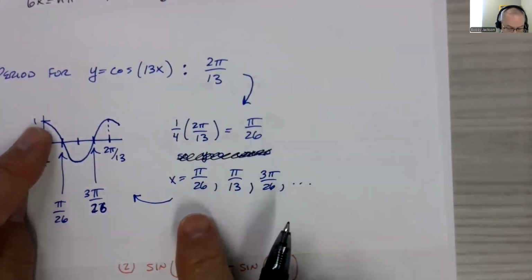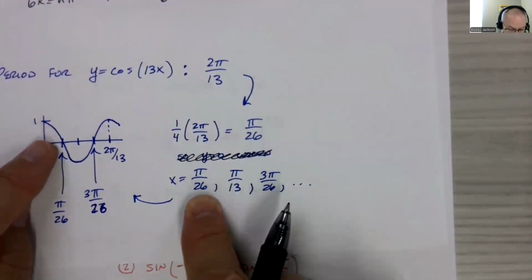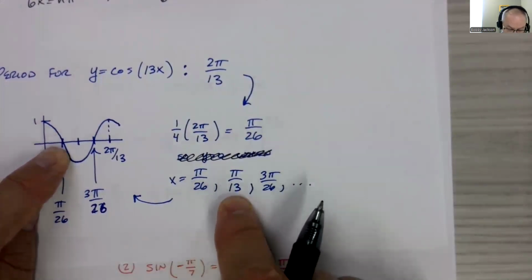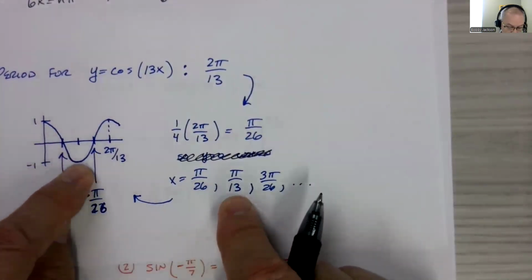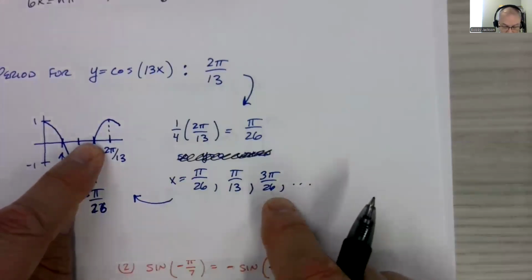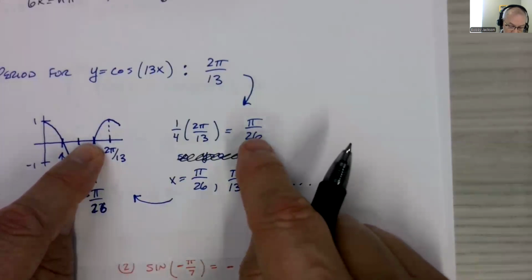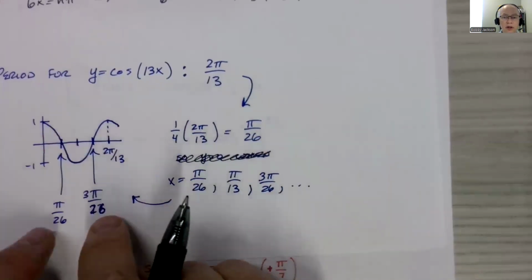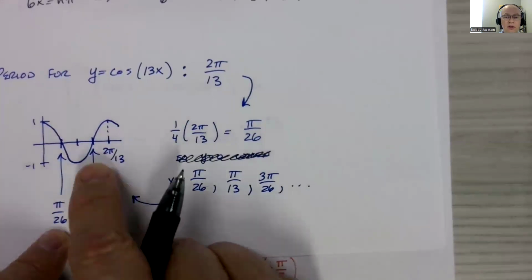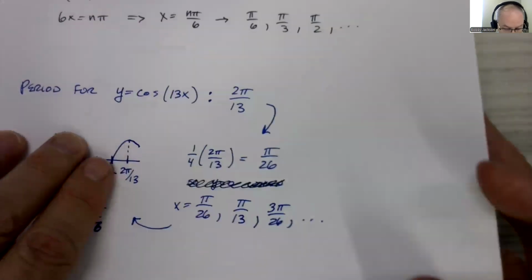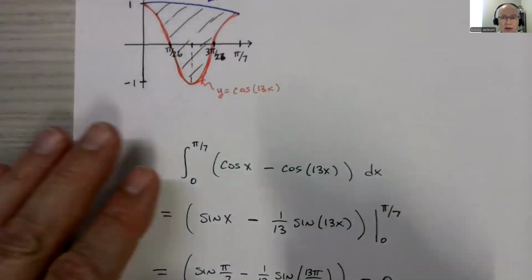At 0, we're 1. At pi over 26, we're 0. At 2 pi over 26, or pi over 13, we're -1. At 3 pi over 26, we're back to 0. And then at 4 pi over 26, which, by the way, is the same as 2 pi over 13, we're back to 1. So those are the values. In other words, the zeros are at pi over 26 and 3 pi over 26. So, going back to my graph, putting that all into play.